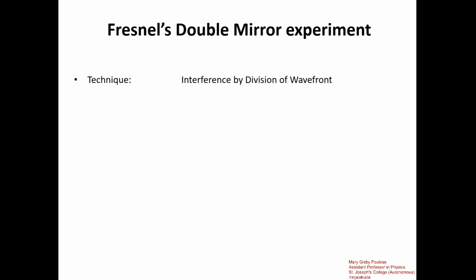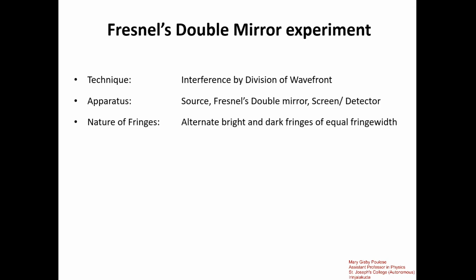So let's sum up this experiment. In Fresnel's double mirror experiment, the technique used to produce interference is interference by division of wavefront. Here, the apparatus used are a monochromatic source of light, Fresnel's double mirror, and a screen or detector. The nature of the fringes obtained are alternate bright and dark fringes of equal fringe width.